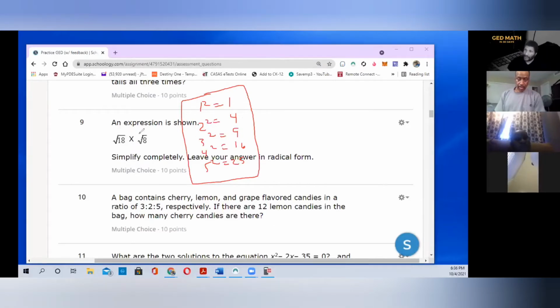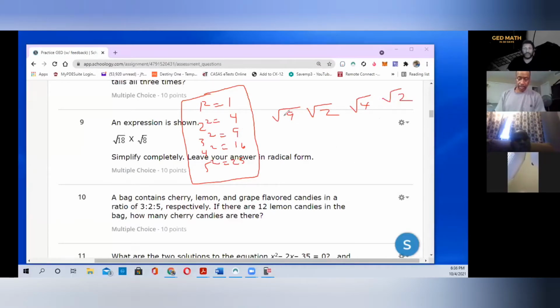Okay, so now, how can I break down 18? So I'm going to find the highest square that goes into 18. So 1 times 18, 4 doesn't go into 18, 9 goes into 18. So square root of 18 is the square root of 9 times the square root of 2, because 9 times 2 is 18. We're going to do the same thing for square root of 8. Well, 1 times 8, and then 4 times 2. So square root of 4 times the square root of 2.